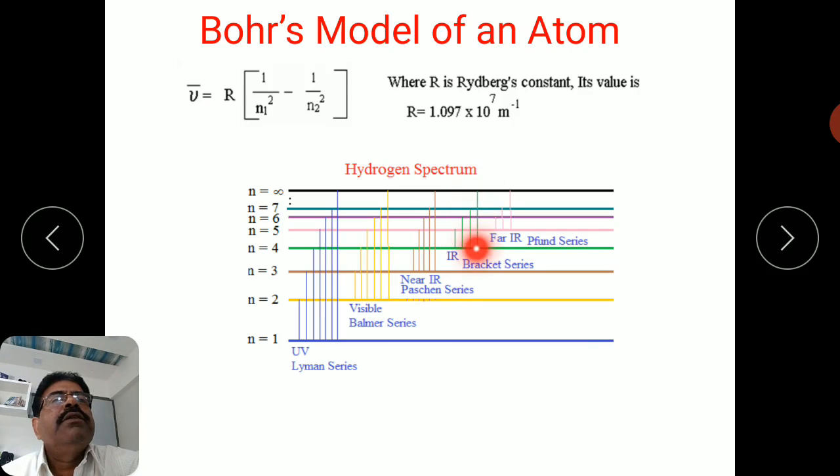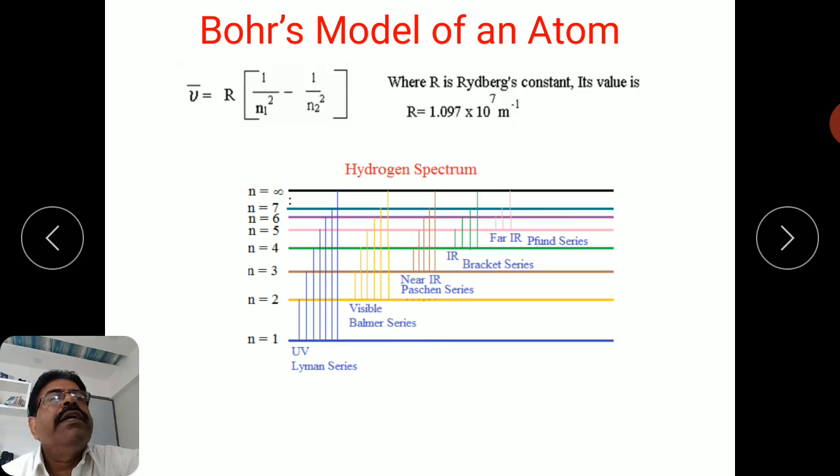Further, if you go to the next series, that is the Brackett series, the transitions involved here are from all those higher levels to n is equal to 4. That means 5 to 4, 6 to 4 and so on, and that will constitute a series called the Brackett series, with photons having wavelengths in the infrared range. You know that IR we can divide into three groups: near IR, IR and far IR. So this is a wide region. The wavelengths very near to the red of visible are near IR, then slightly greater than that are IR, and far away from the red are called far IR.